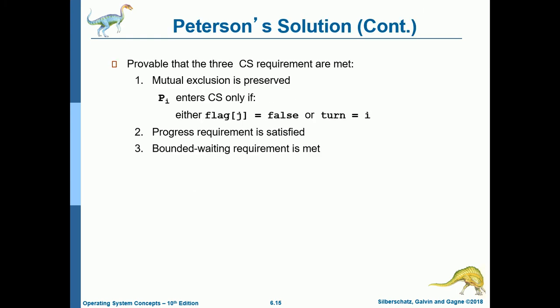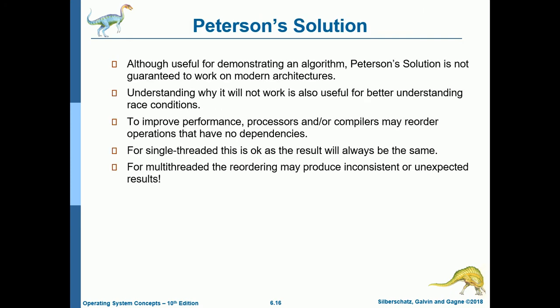It is provable that the three critical section requirements are met. Number 1, mutual exclusion is preserved: P sub i enters the critical section only if either flag[j] is equal to false or turn is equal to i. Number 2, the progress requirement is satisfied. And number 3, the bounded waiting requirement is met. Although useful for demonstrating an algorithm, Peterson's solution is not guaranteed to work on modern architectures, as stated in the previous slide.